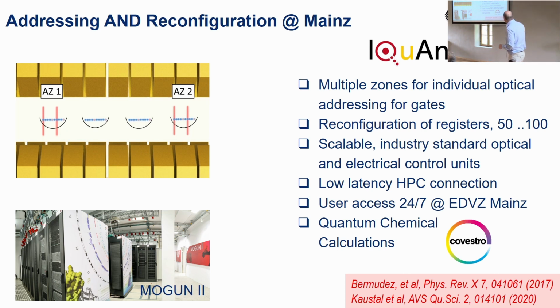Multiple zones for addressing, register, and we are thinking we can go to 50 or potentially to 100 qubits there. And this is all based on scalable things which are coming from industry. We have BMBF money. We should really build a quantum computer that works 24/7, really reliable. And we have also the HPC connection to Mogon that is just on the other side of the road. And we are aiming for quantum chemical calculations together with a company Covestro that is doing polymer physics. So that is our plan.